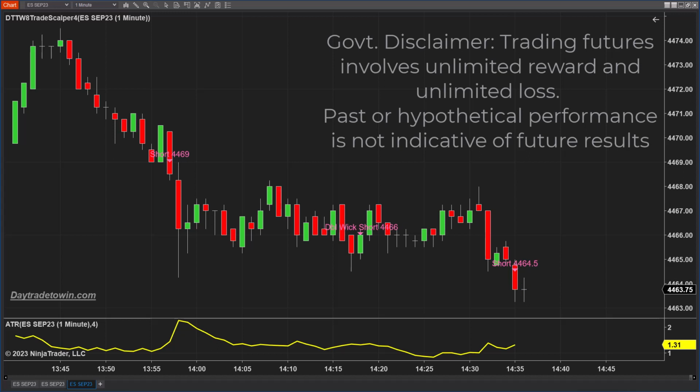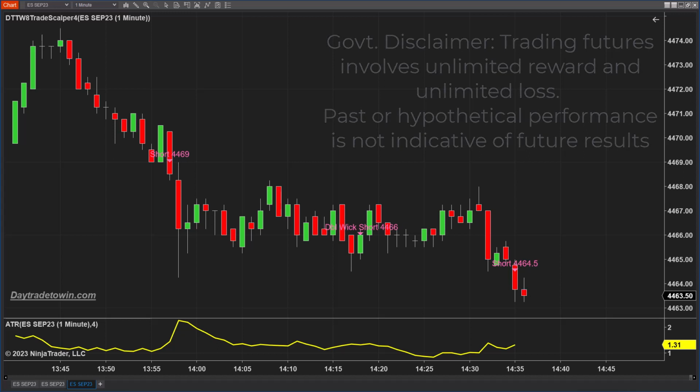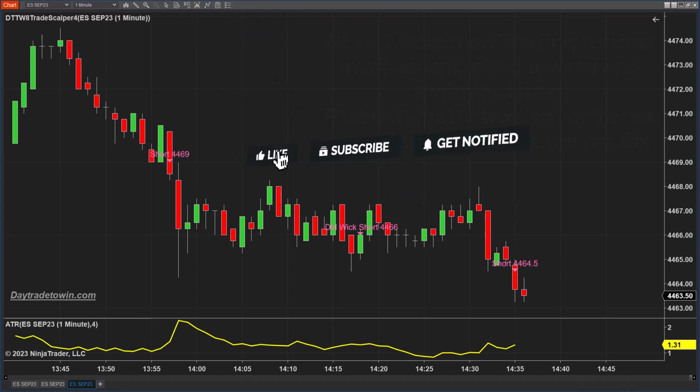Now before we begin, remember that trading is risky. Please don't trade with funds you cannot afford to lose. There are risks involved with trading.